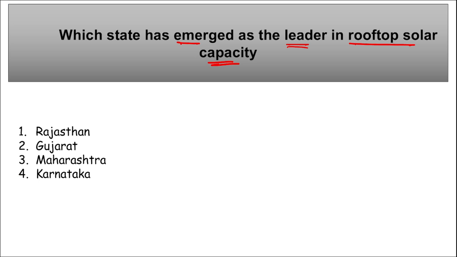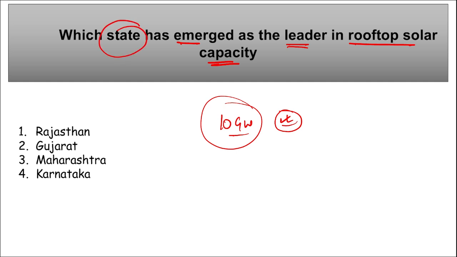First of all, remember, recently India has crossed 10 gigawatt in rooftop solar capacity, right? So India has secured a mark of 10 gigawatt in solar rooftop capacity. Next thing, remember, it is asked which state has emerged as the leader in the rooftop solar capacity. Which is it? It is Gujarat. Right? Gujarat has emerged as the leader in solar rooftop capacity.